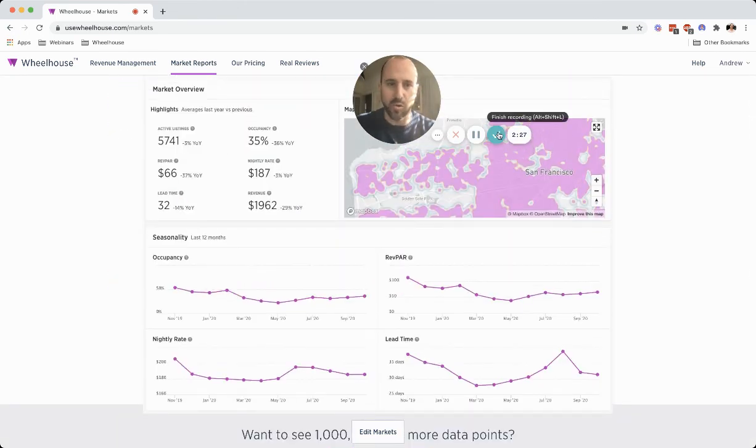Again, that's the market report. It's the availability section. And it lets you answer that strange question of, does availability increase as stay date approaches? The answer is yes, it does.